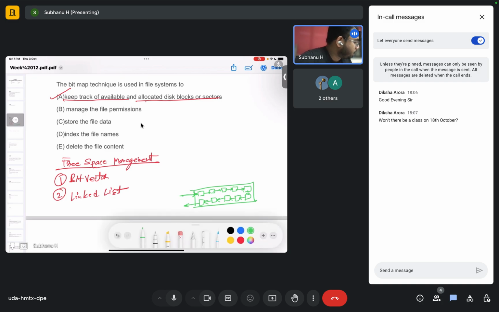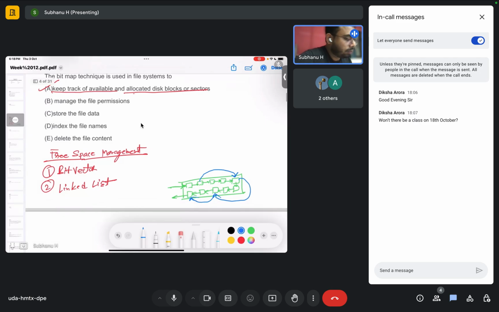Suppose there is a free block. This is the free block after this block. This is the free block after this block. This is the free block after this block. So this is how it maintains the free space. It memorizes the free space.